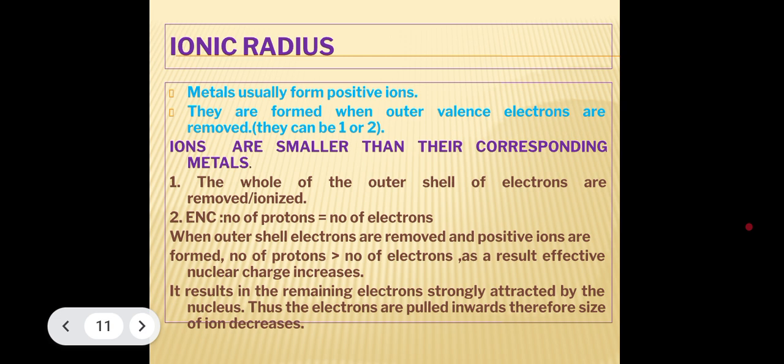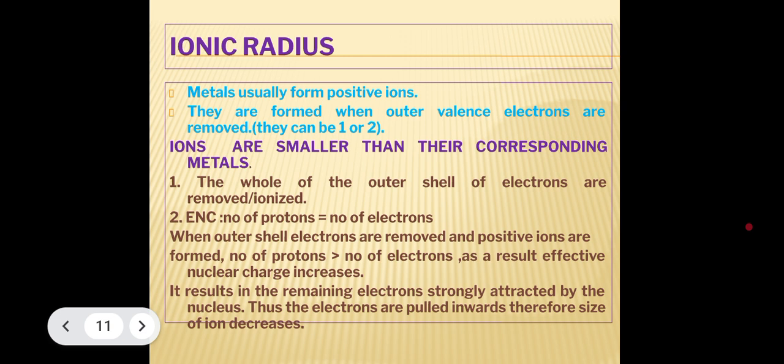Metals usually form positive ions. They are formed when outer valence electrons are removed. That can be 1 or 2. Ions are smaller than their corresponding metals. The whole of the outer shell of electrons is removed or ionized. Ionized means removing the entire shell.